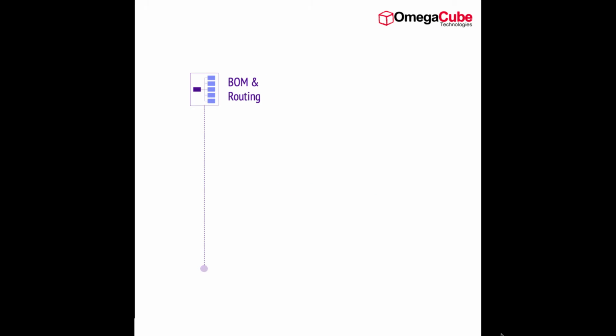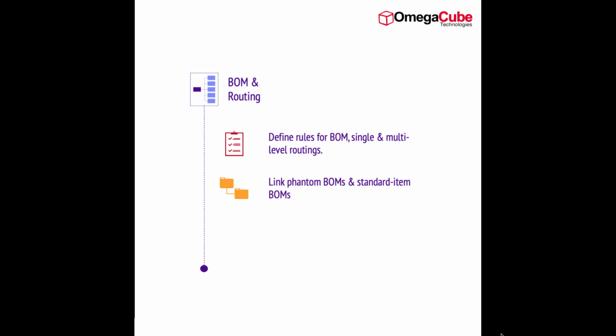Using the Product Configurator Tool, you can define multiple rules for BOM generation, single, or multi-level routings. You can associate phantom BOMs and standard item BOMs to configured options. You can also set up conditional rules for BOM calculations and generate single or multi-level BOMs.